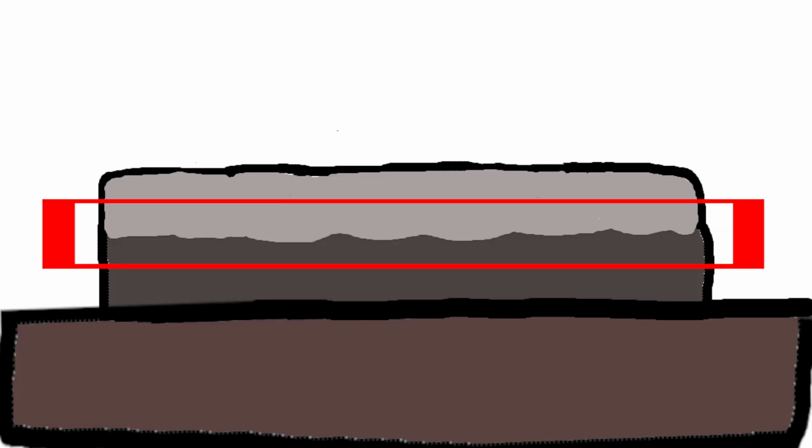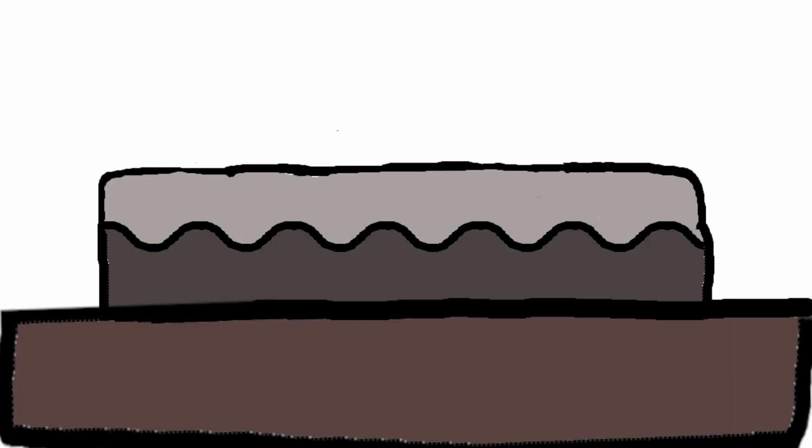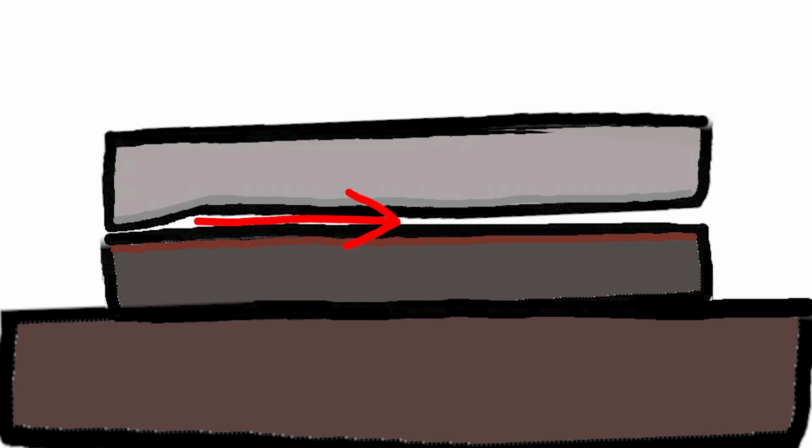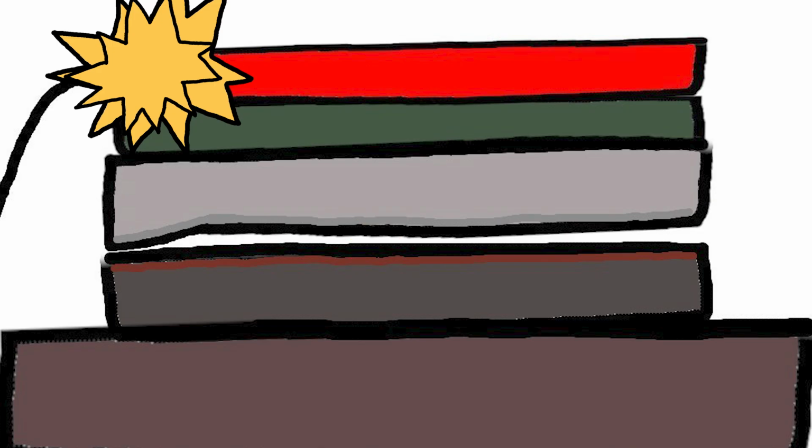Interface. The connection point between the flyer plate and base plate. Wave formation. The wavy patterns at the interface, caused by the velocity of detonation and jet. It typically looks like a sine wave curve. Jet. The high-speed stream of metal expelled from the interface during collision.